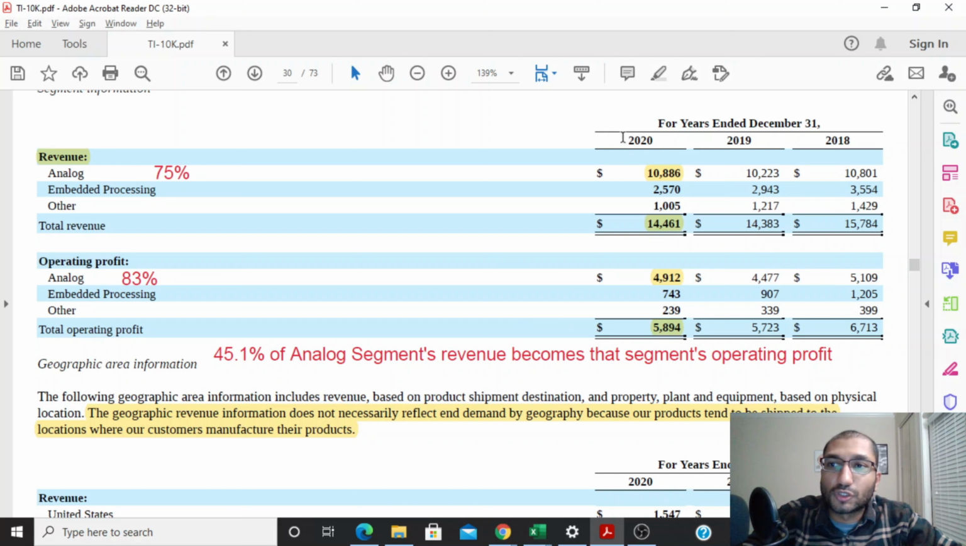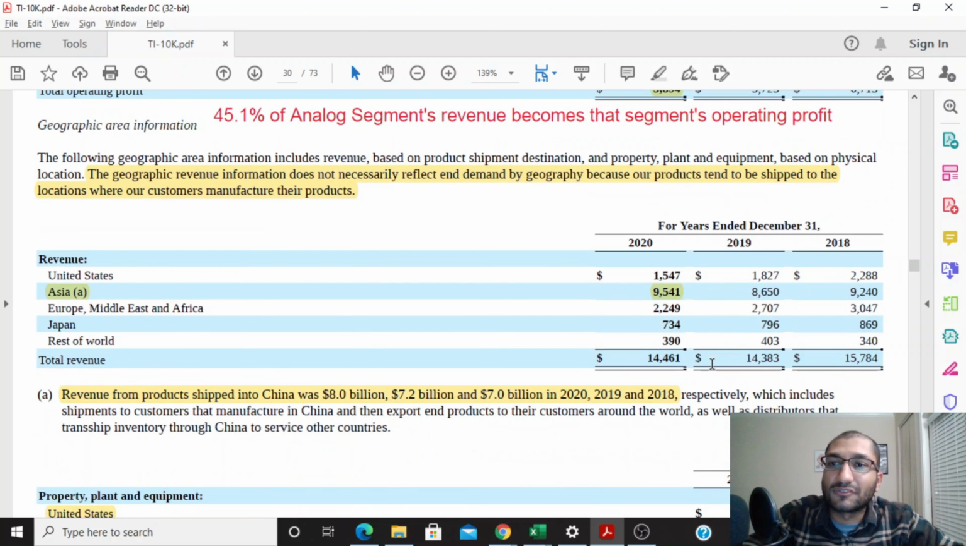On the next page, the company provides us a revenue breakdown across those operating segments. We can see that for the year 2020, about $10,886 million out of the $14,486 million of total revenue came from its analog segment, which means that about 75% of the company's total revenue came from its analog segment. When we look at the operating profit, the analog segment accounted for about 83% of the company's total operating profit for the year 2020. And when we compare the analog segment's operating profit to the analog segment's revenue, we can see that about 45.1% of the analog segment's revenue becomes that segment's operating profit.